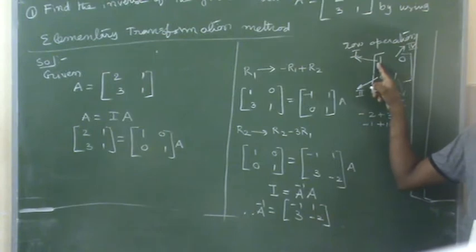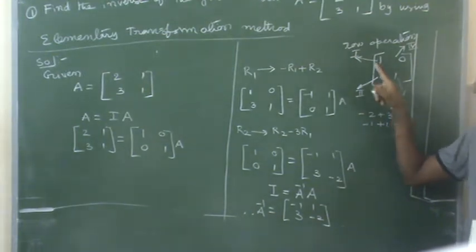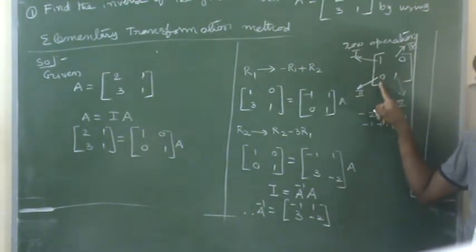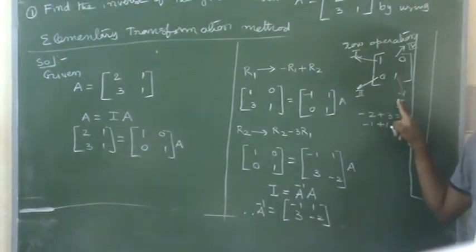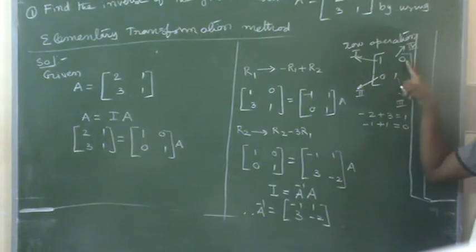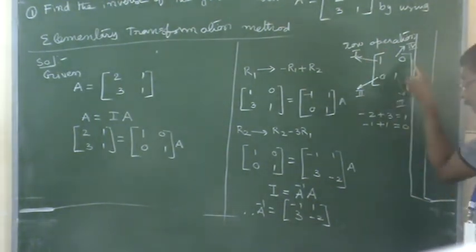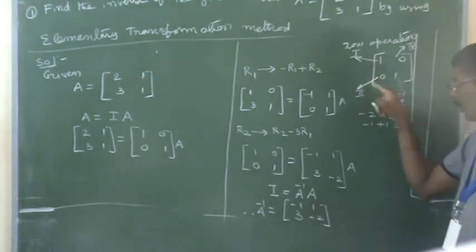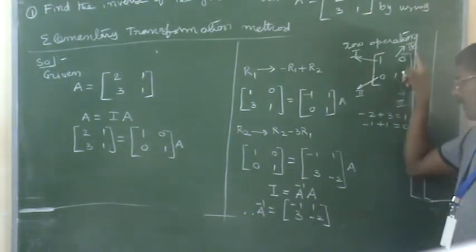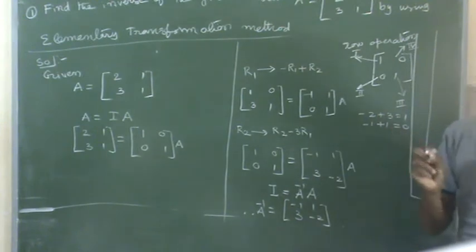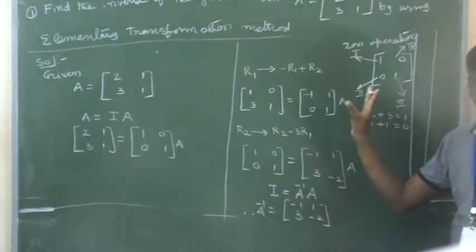First, the A11 place value should be converted to 1. Second, the A21 place value can be converted to 0. The A22 place value can be converted to 1. Then the A12 place value can be converted to 0. This is the method. Follow this, and at that time only you will get the answer. Otherwise you will not get the answer. There is no doubt about it.